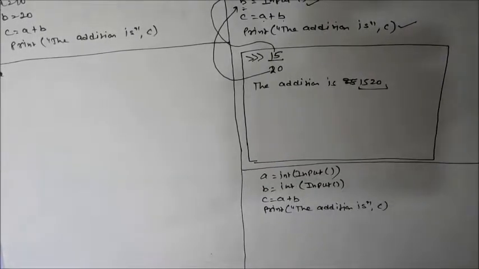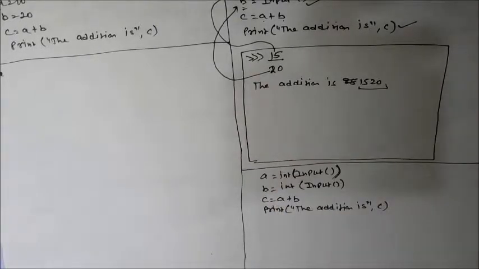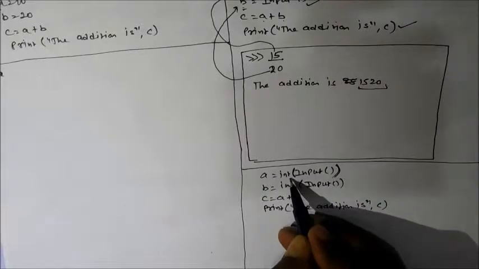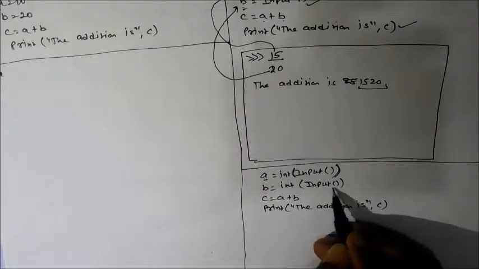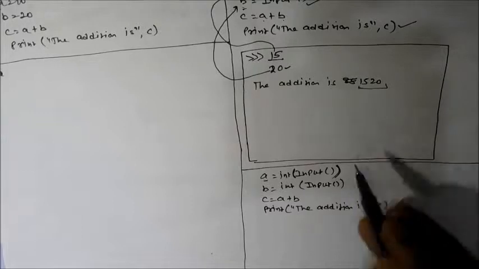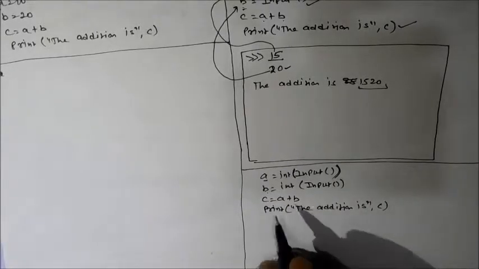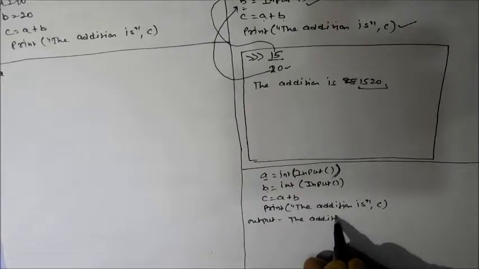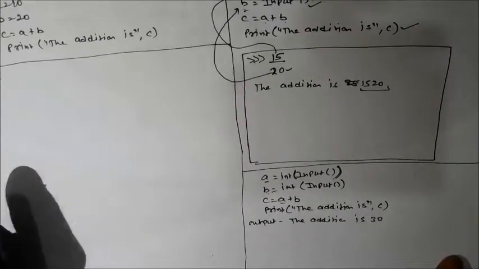you need to understand the role of int function. Okay, int is a function. This is an opening bracket of int, and this is a closing bracket of int. Whenever you are entering any value, 15, first of all 15 will be accepted in the form of string, and then int function will convert it into integer, and then it will store it into A. The same thing will happen here. The input command will take the input in the form of string. Here 20 it will take in the form of string, and then convert it into integer, and then it will store into B, and then you will get the result. The addition is 30, because now A and B are storing the integer values.